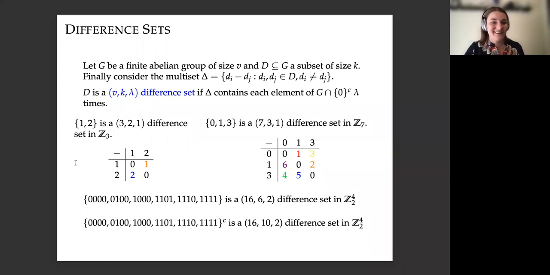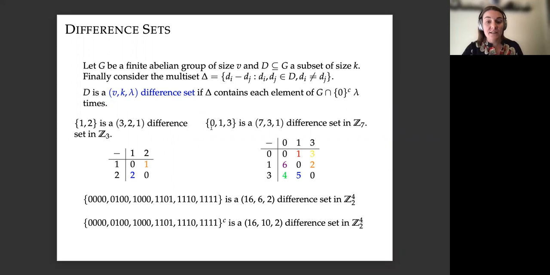So let's look at a silly trivial example. If we look at the cyclic group of order 3, and if we just throw away the 0 element, then what we get is a (3, 2, 1) difference set. The group has 3 elements, our subset has 2 elements, and if we look at all the possible differences, we get the difference 1 and the difference 2 each one time. The first non-trivial difference set that we can consider appears in the cyclic group on 7 elements, and it has 3 elements. One possible example of this is the set 0, 1, and 3.